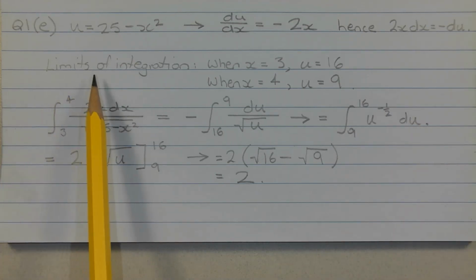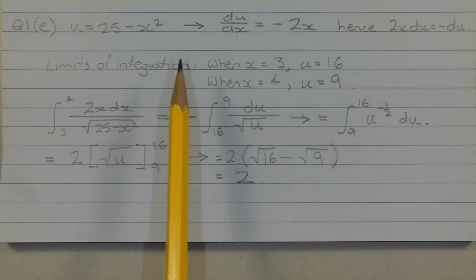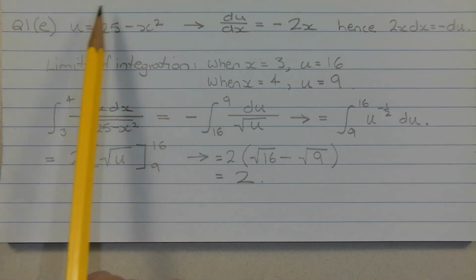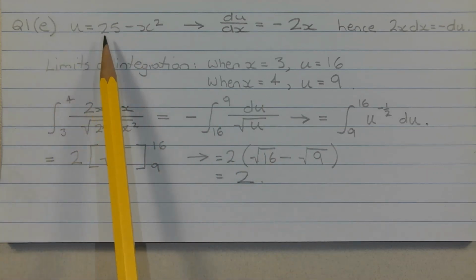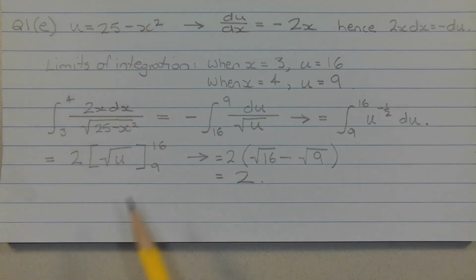Next, change the limits of integration so that the limits are in terms of u. So when x is equal to 3, using the substitution here, we get u is equal to 16. And when x equals 4, u is equal to 25 minus 4 squared. So we get u is equal to 9.